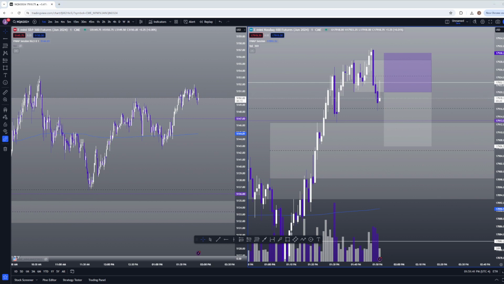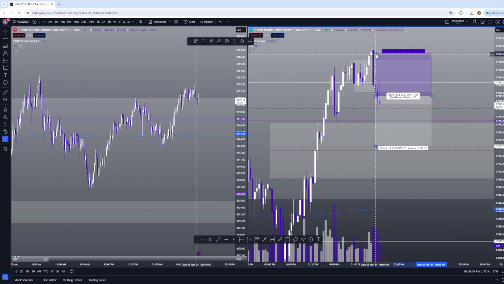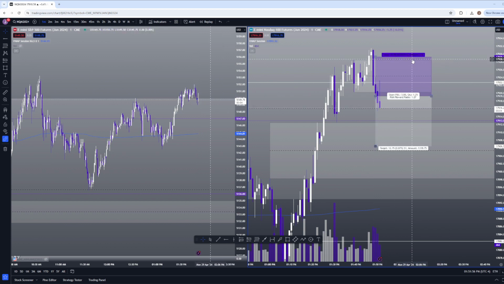I've just got in the shorts there. I'm going to get in a full position here, guys. Full position, 6 micros. So my entry here is 17,919.25. Okay, so I'm going to keep a stop just above this high at 40 ticks, 17,929.25.